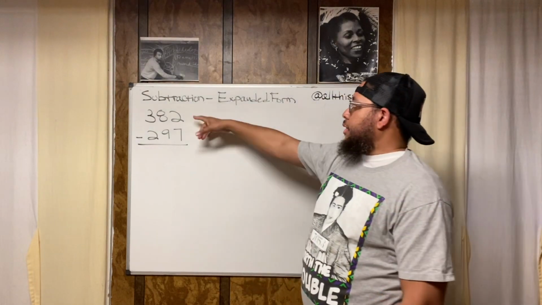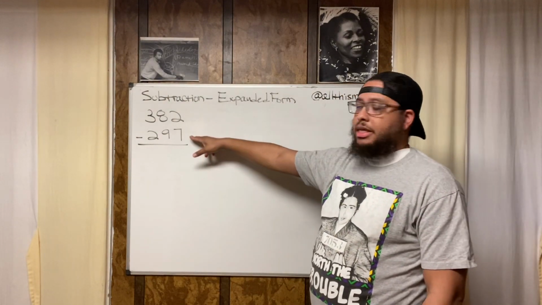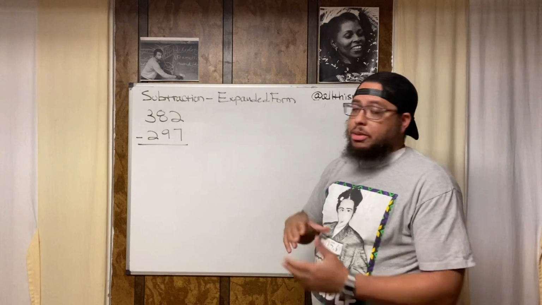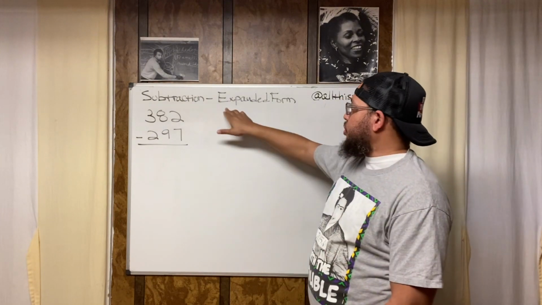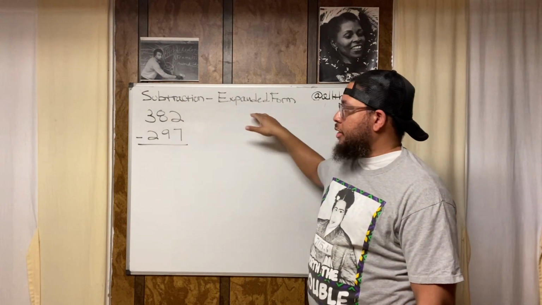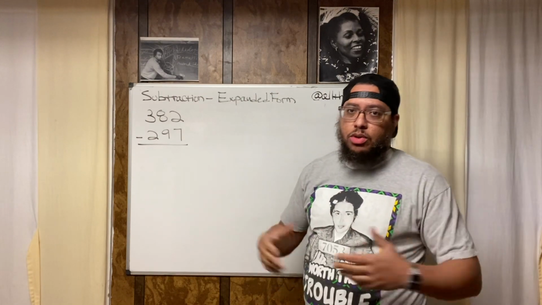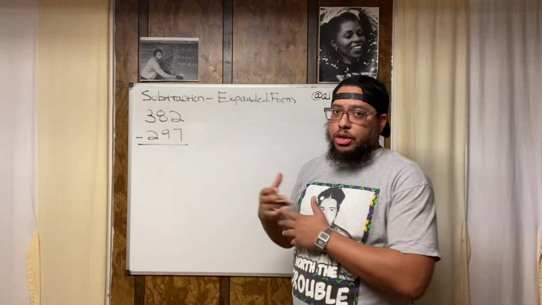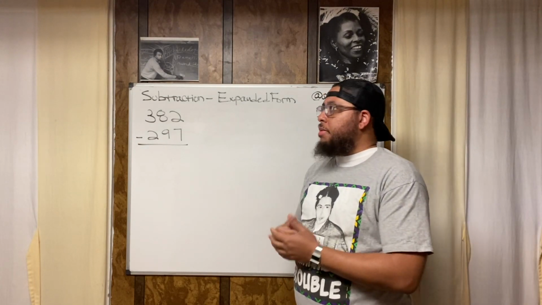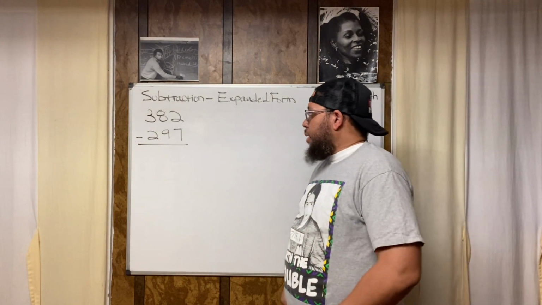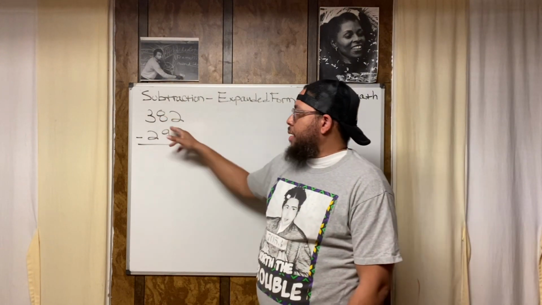All right, now let's get into this. 382 minus 297, 382 minus 297. I'm going to do this problem two ways. Before I do the expanded method, I'm going to do the traditional borrowing method, or what we call regrouping, but more specifically borrowing. So what I'm looking at is 382 minus 297.